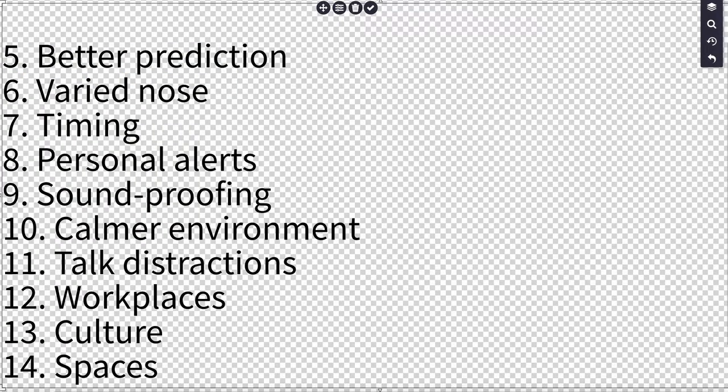Having better predictions of disasters and stuff like that, or of when we actually need to sound the alarm, might cause fewer false alarms, so people are more likely to take the alarms seriously, and it would also reduce general anxiety.